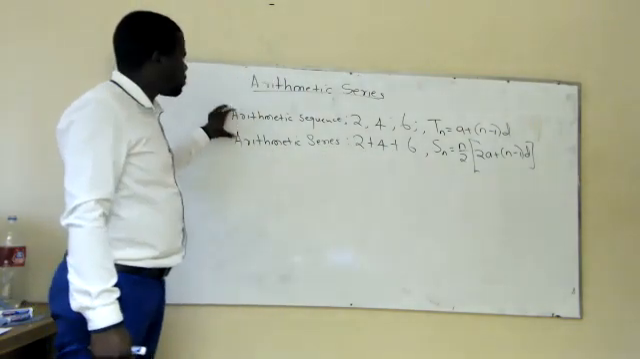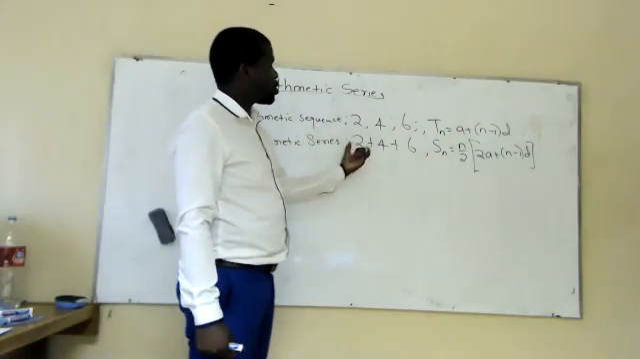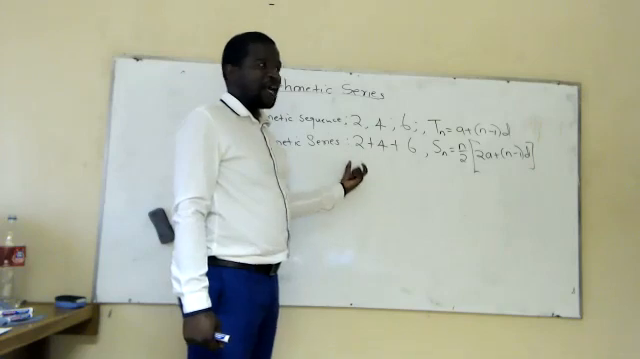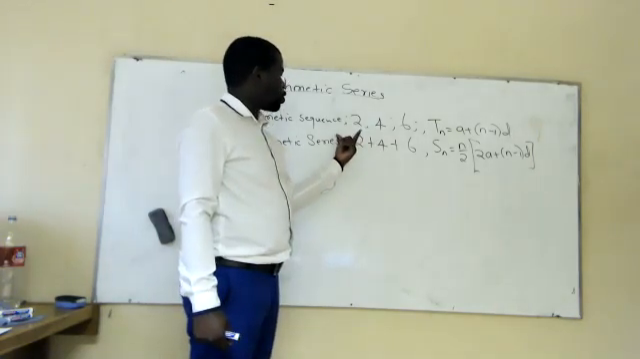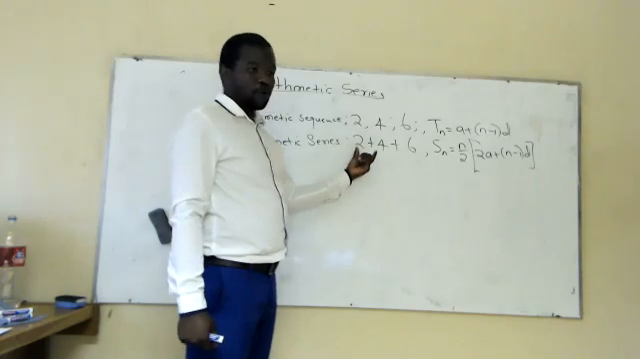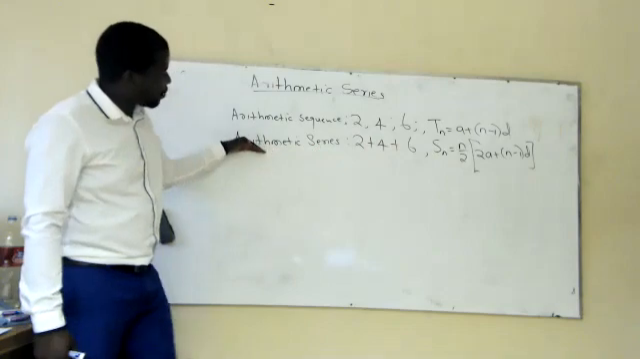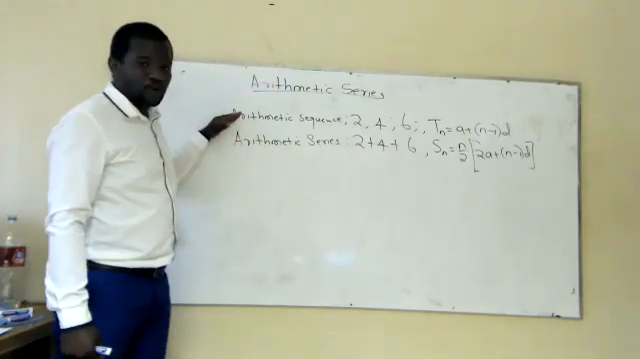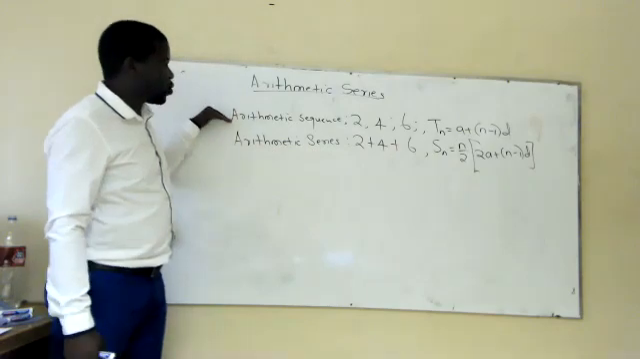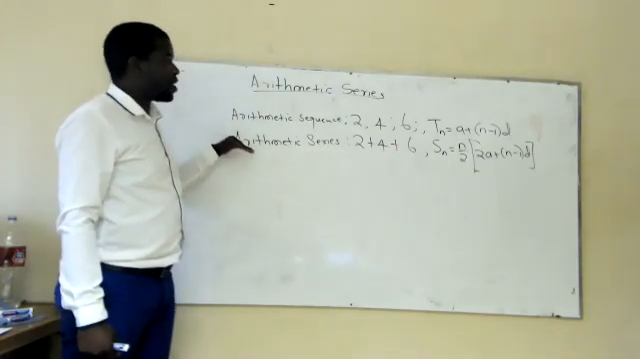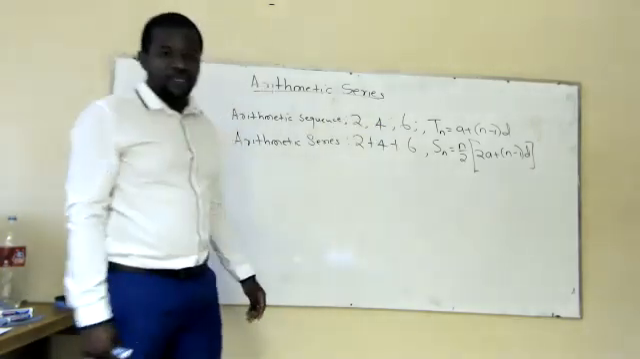But there's a relationship between these two, that for both of the sequences, you find the common difference. If common difference is not feasible in the sequence you are given, then you are not allowed to apply one of these methods. You are not allowed to apply the arithmetic sequence. You are not allowed to apply the arithmetic series if you are not getting the common difference.